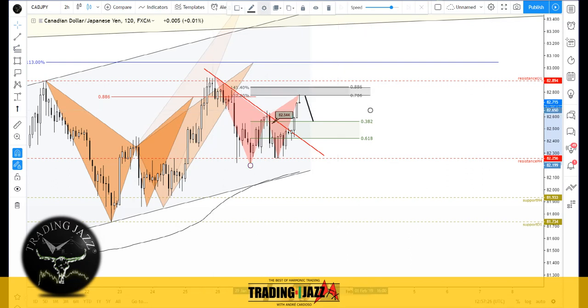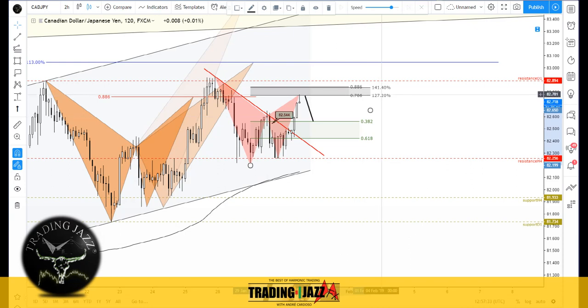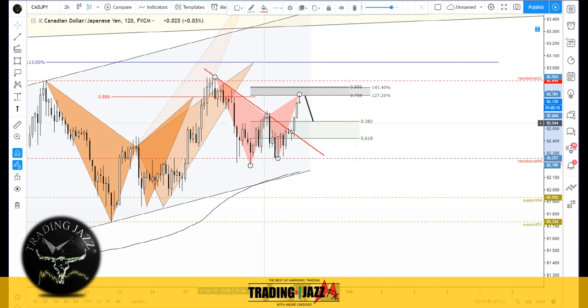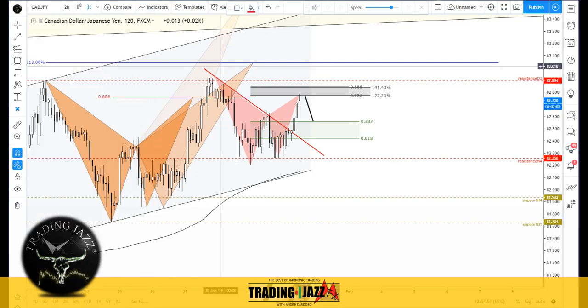As you can see, let's send those values to the right side. So, 127 extension, perfect confluence with the 78% retracement. This is the Gartley pattern at this moment. So we never know if those patterns will work or not. What we know is where the pattern will invalidate, and as we can imagine, trading above the most recent highs will invalidate this Gartley pattern.